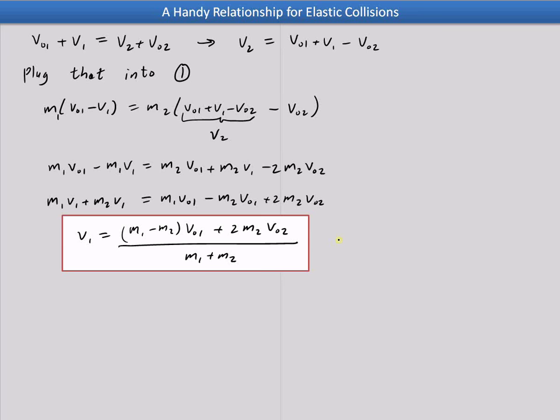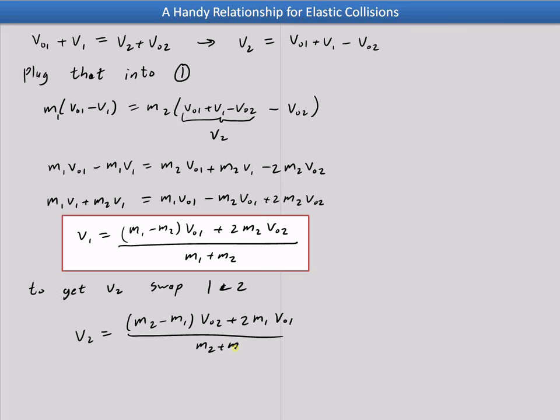All right, and you say, oh no, we're only halfway done. Actually, there's a very nice trick here. Everything's symmetric. It doesn't really matter which one we called 1 and which one we called 2. So to get v2, all we have to do is swap the 1 and the 2's, and that'll give us v2. So v2 is equal to m2 minus m1 v initial 2 plus 2 m1 v initial 1 divided by m2 plus m1. And you might want to rewrite it to make it look a little bit more like the top equation, but that's all you really had to do to get it.